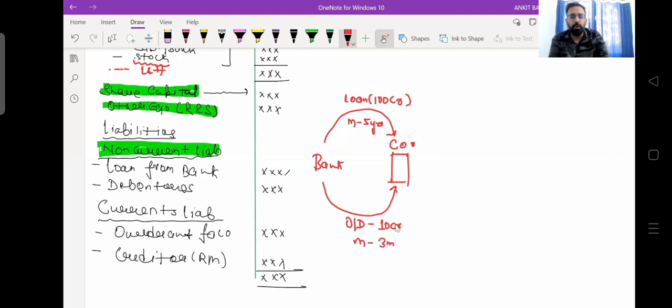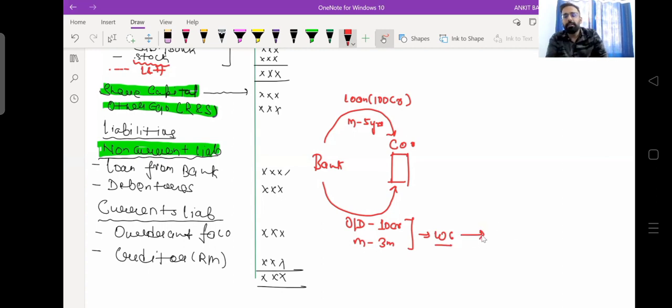Let's suppose you have borrowed 10 crore rupees from the bank. Within 3 months, you will be repaying the money to the bank. And again, you can borrow a new overdraft and get 10 crore, and again within 3 months you will be repaying this money to the bank. So basically, this overdraft facility is for working capital. We have seen what working capital is. If you're buying raw material, it is a part of working capital.